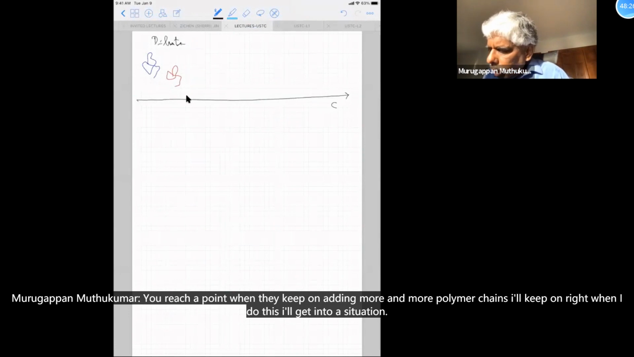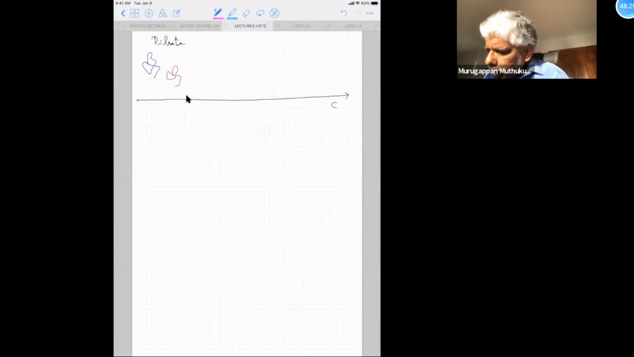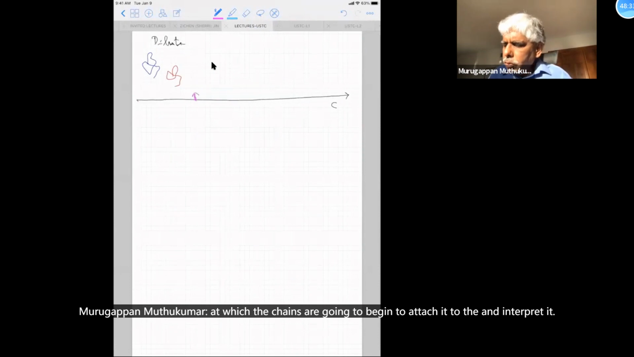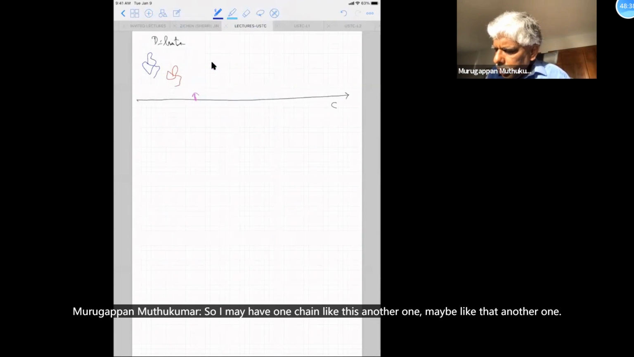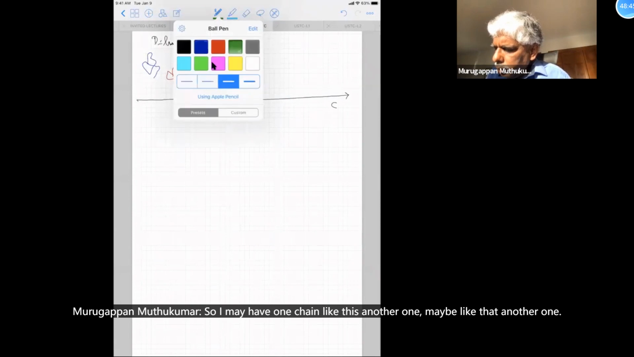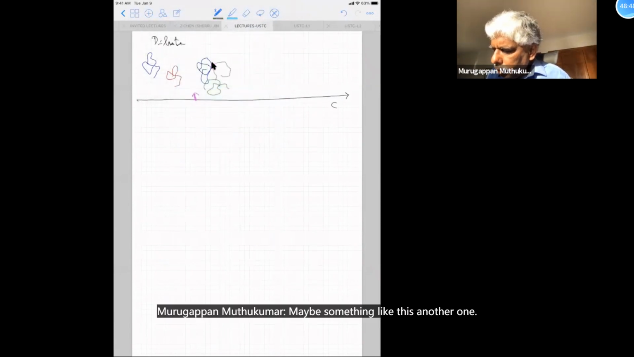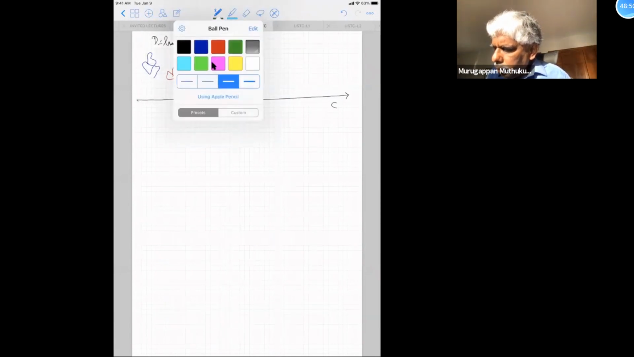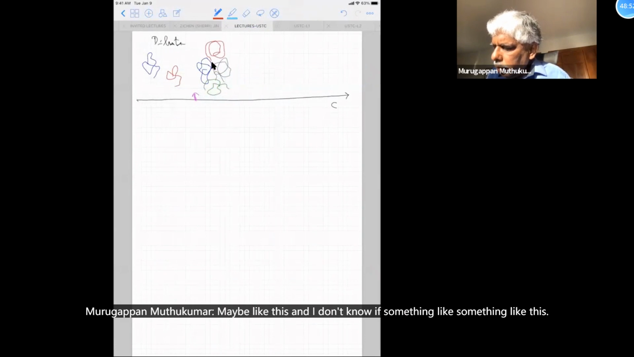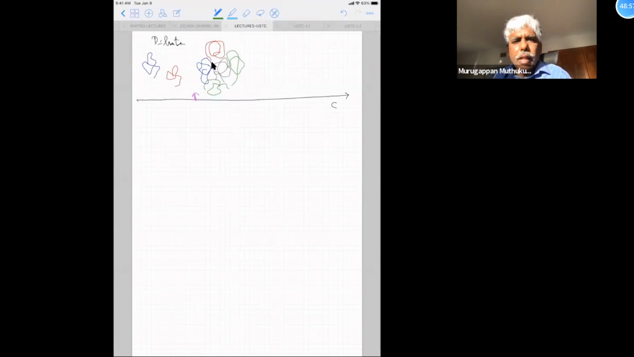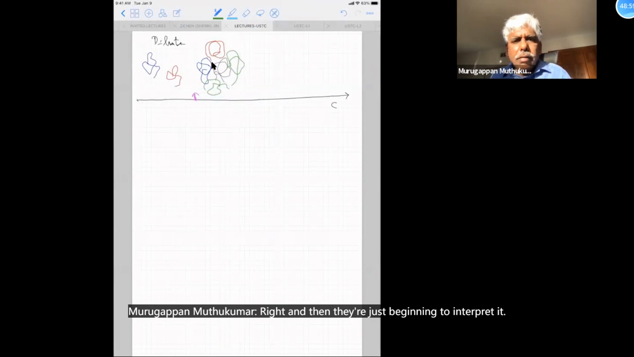when I do this, I'll get into a situation somewhere here at which the chains are going to begin to touch each other and interpenetrate. So I may have one chain like this, another one maybe like that, another one maybe something like this, another one maybe like this, and on and on. And then they're just beginning to interpenetrate.